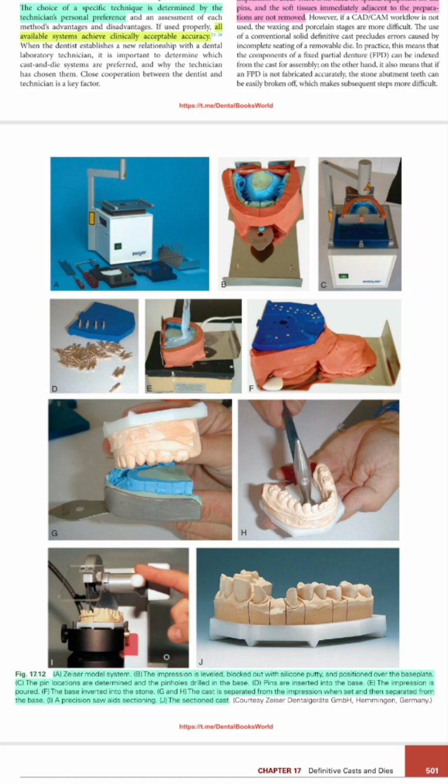The pin locations are determined and the pinholes drilled in the base here. Then they are inserted into the base and the impression is poured. Then they are inverted into the stone. After they are separated and when it sets, it can be sectioned with the aid of a precision saw.